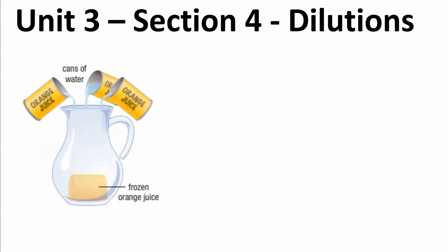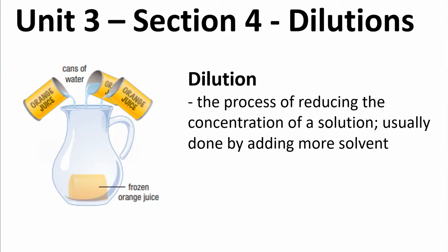In this video, we are going to look at dilutions. So what does it mean for something to be diluted? Well, as you can see in this picture, we've got some frozen concentrate orange juice, and we're dumping in a bunch of water to dilute something. So simply put, dilution is the process of reducing the concentration of a solution, usually done by adding more solvent, which means we are increasing the volume.